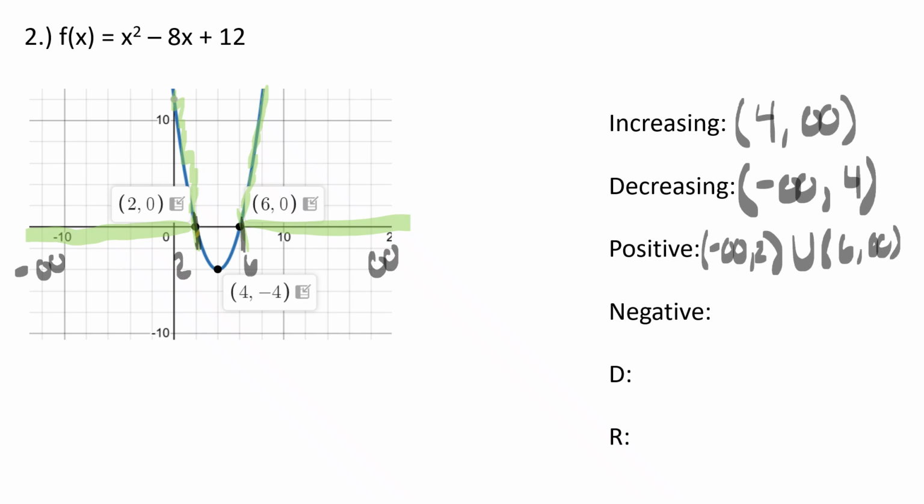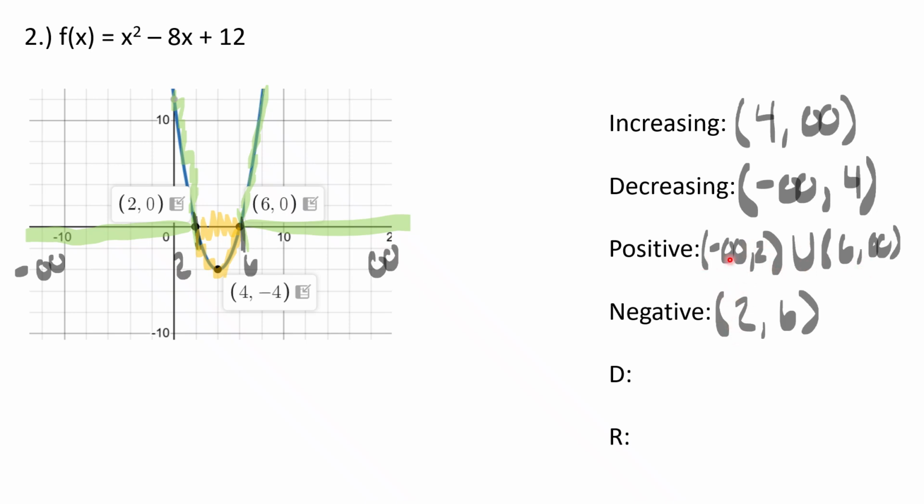For your negative, that's going to be everything in between the 2 and the 6. And again, what I like about interval notation is if you've done it correctly, whether it's the negative that has the nice simple one or the positive that has the nice simple one, it doesn't really matter.